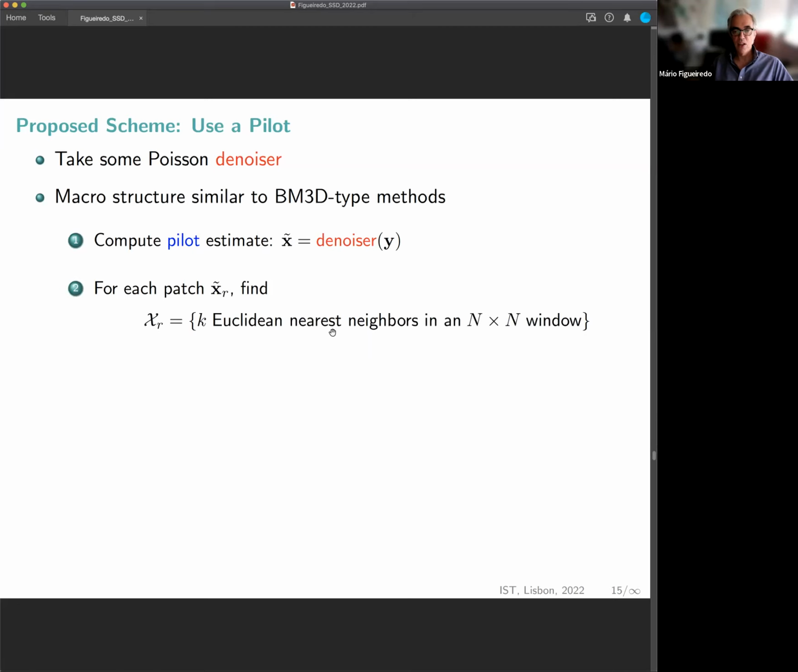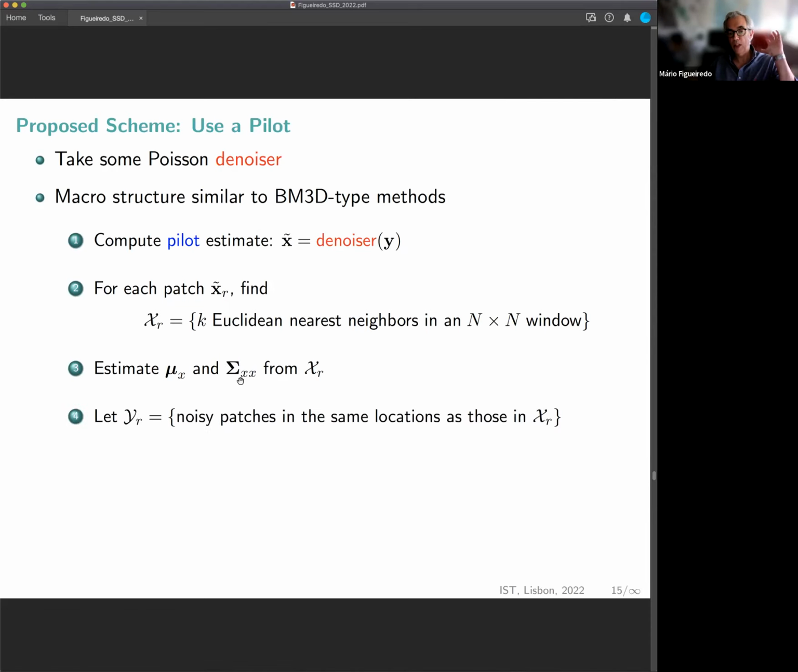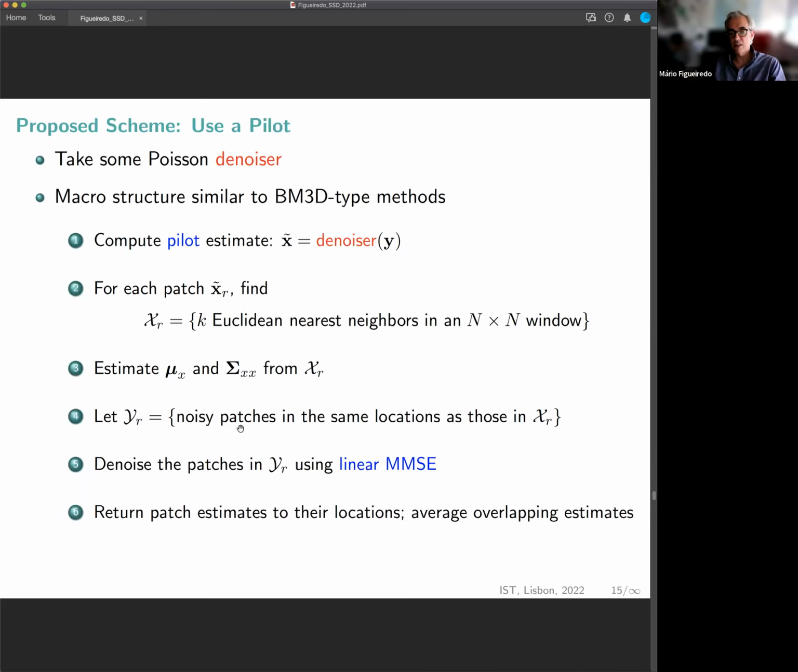Then once you have a pilot denoised image, you take patches of the image, and for each patch, you look for similar patches using some criterion. It could be Euclidean distance or something, it doesn't really matter. And you build a collection of patches around some window of each patch. Now from this window of patches which are denoised, you estimate mu and sigma from this collection of patches. And now you plug them into the formula for the linear minimum mean squared error, and you just denoise those patches using the formula. That's it. It works like this. Then you return the patch to the location, and you average overlapping estimates.